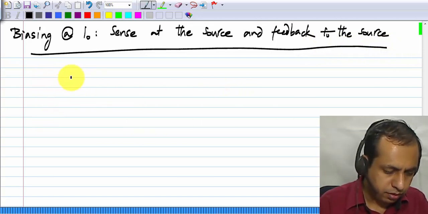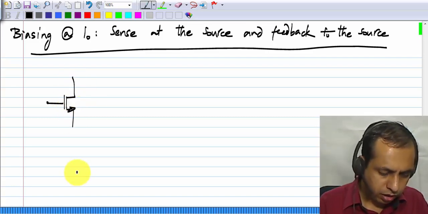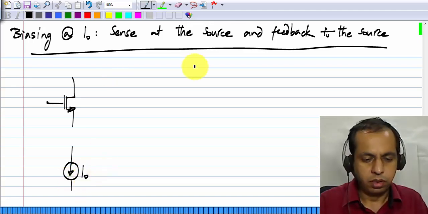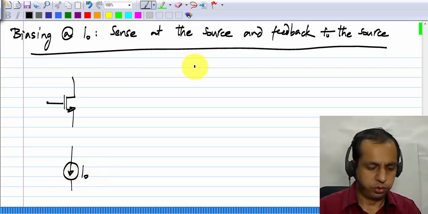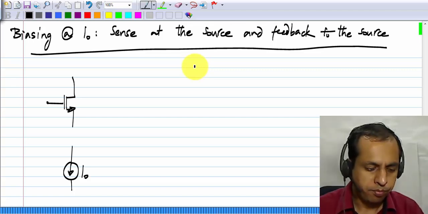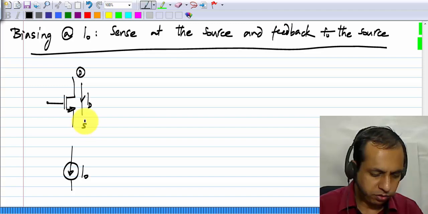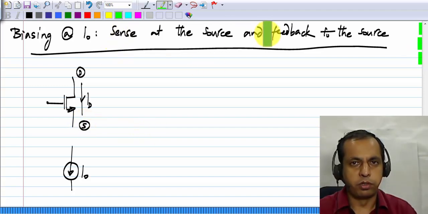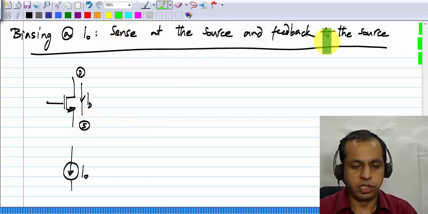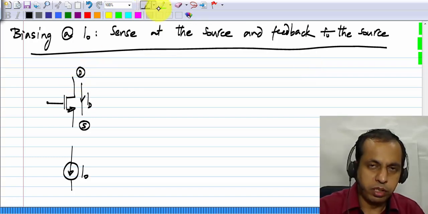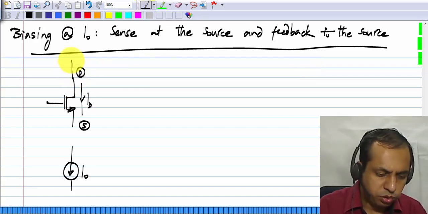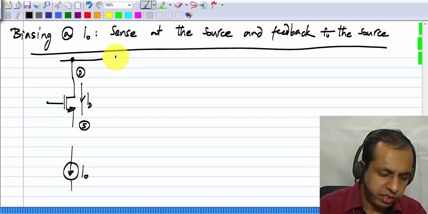Then let's consider the transistor, and I'll place the current source down here because to sense at the source I will have to connect it to the source, so that's more convenient. The current ID in the MOS transistor flows from the drain to source. Since in this part we are not using the drain, that is, we sense at the source and feed back to the source, the drain can be connected to some fixed voltage. I'll assume that it's connected to the supply voltage VDD.